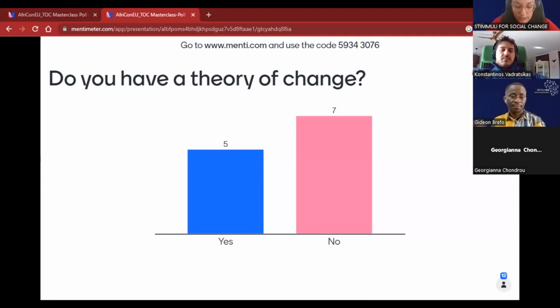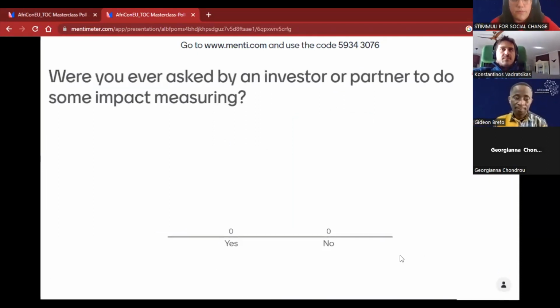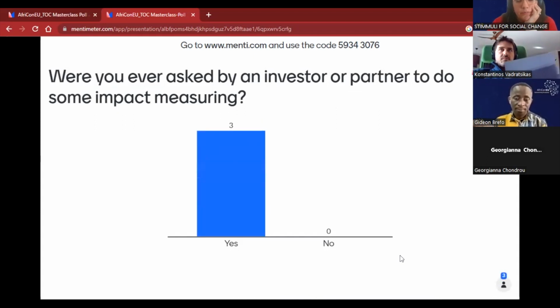I'm gonna move to the next question also. If this moves or not. Were we ever asked by an investor or partner, business partner, to do some impact measuring? Great. So some people here have some experience. Because like we saw, this is another reason why we need to assess our impact, like Konstantinos explained.